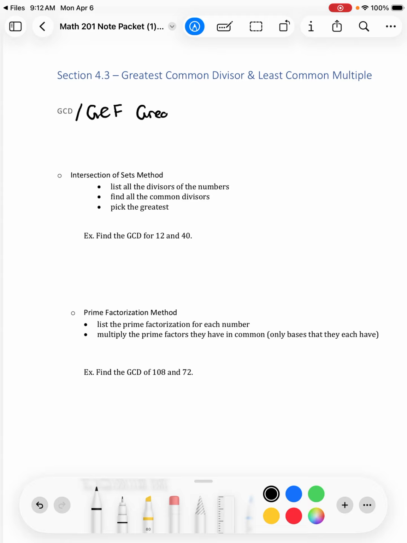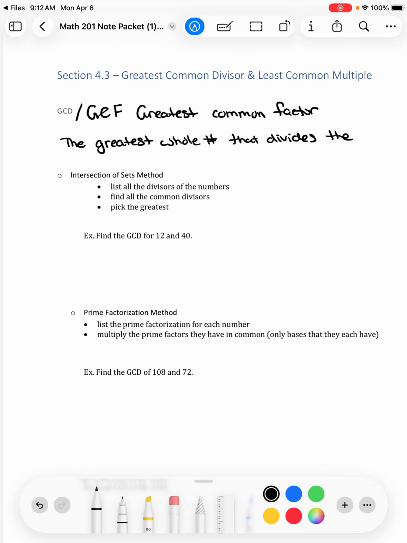That stands for the greatest common factor instead of divisor. And what this means is the greatest whole number that divides any of the given numbers that you're asked to find it. Usually it's 2, but it could be more than that. So it is the greatest whole number that divides the given numbers. So for instance, the greatest whole number that would divide both 12 and 40.